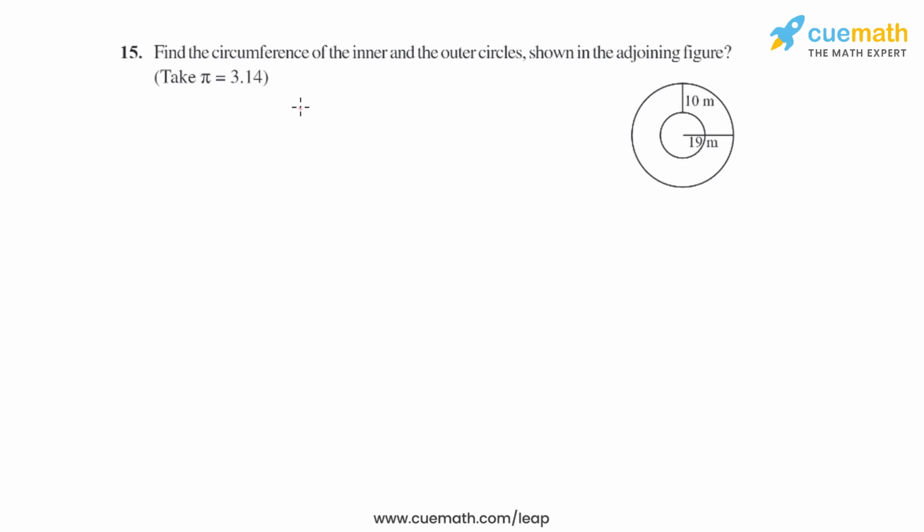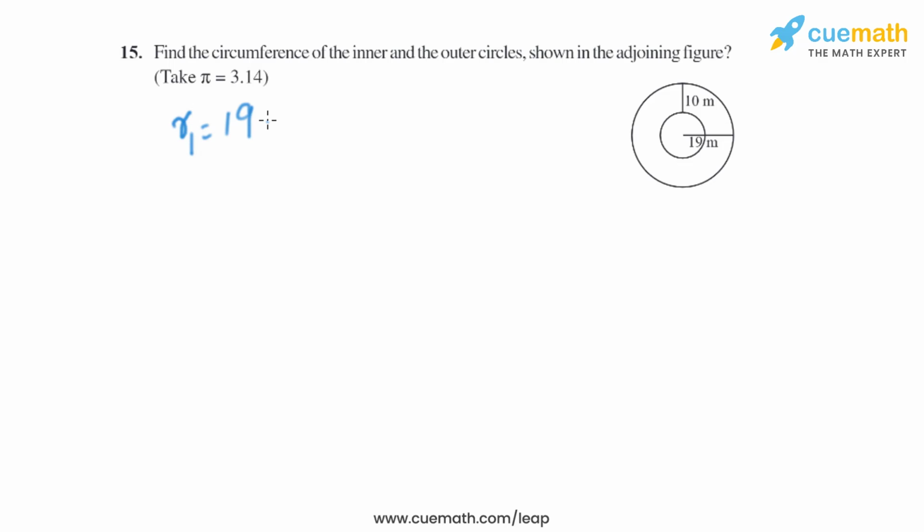Question 15 of this exercise says, find the circumference of the inner and the outer circles shown in the adjoining figure. Take pi equal to 3.14. So to find the circumference, we need the radius of the inner and outer circles. The radius of the outer circle, that is 19 meter, is given in the question.